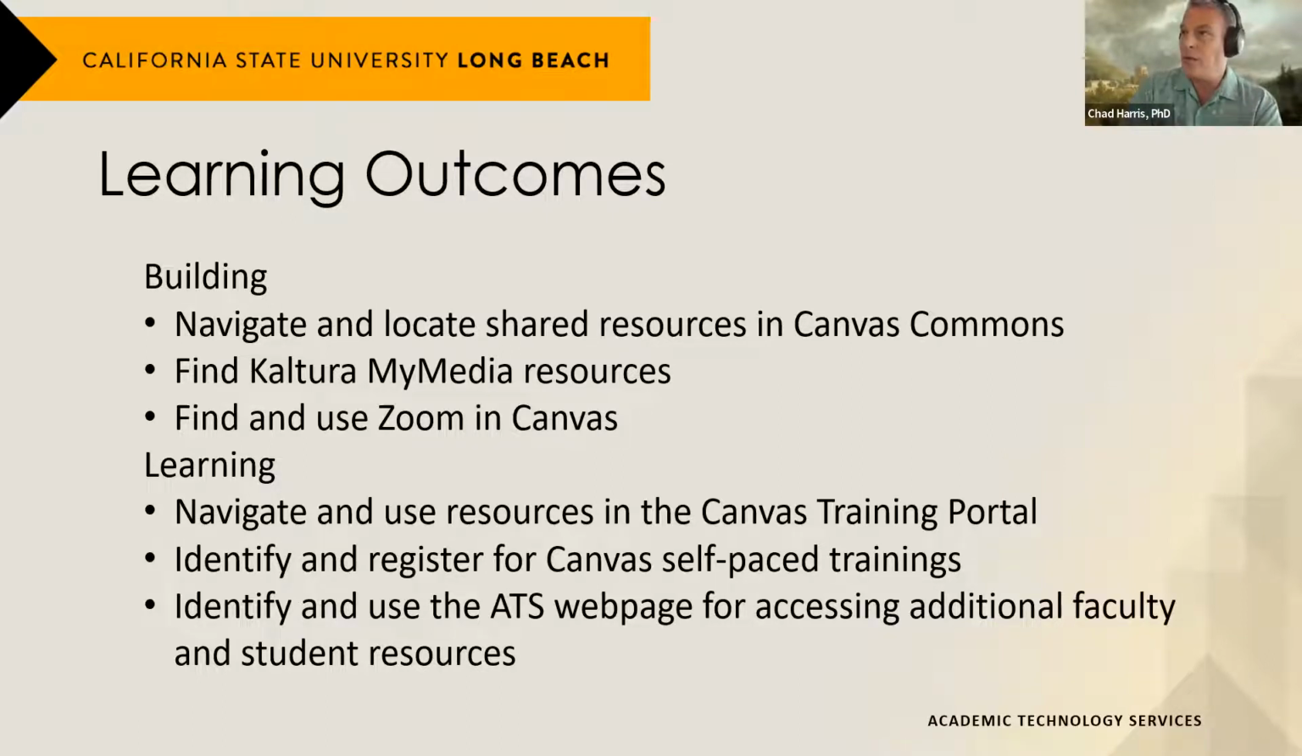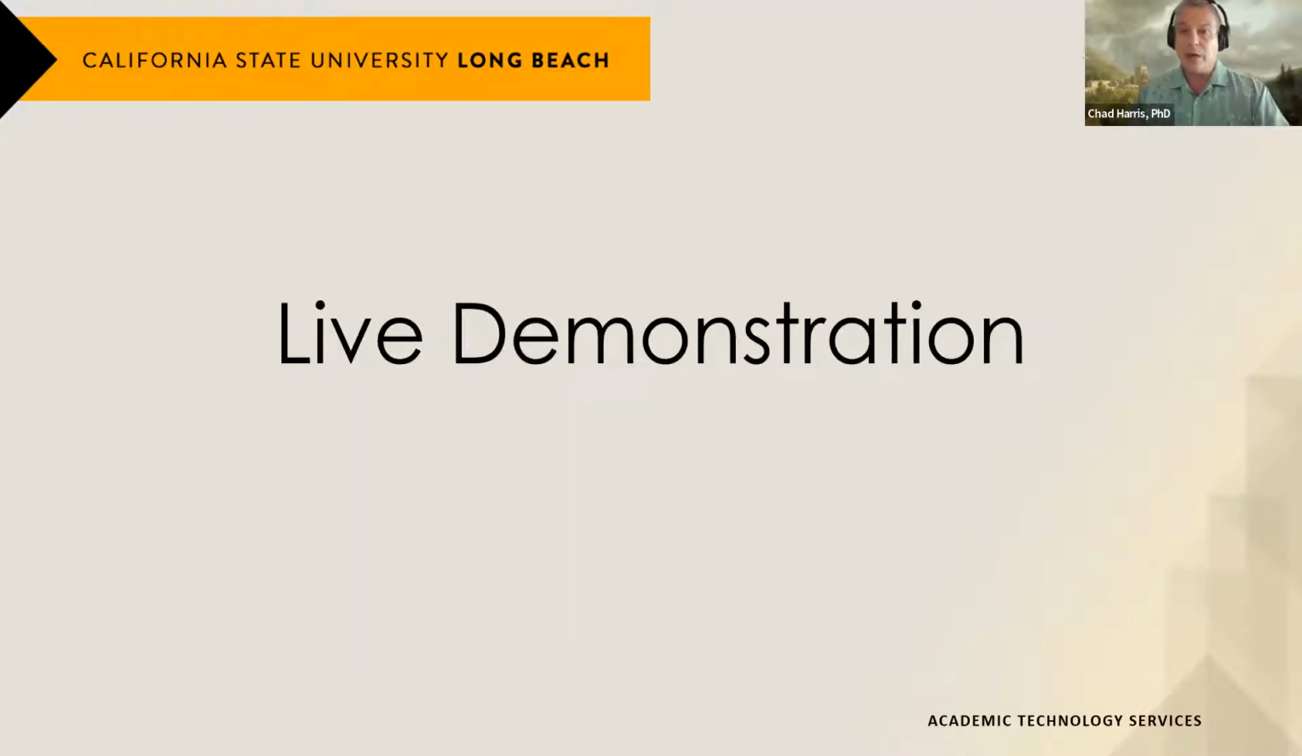These are the learning outcomes for the workshop. Fairly simple. I'm going to show you basic navigating to the Canvas Commons and the global navigation bar, looking at MyMedia resources in your Kaltura media, and the Zoom integration, which is a great resource for Canvas. Then we're going to look at the Canvas training portal. I'll introduce some of the Canvas self-paced trainings, and also navigate through the ATS webpage for all the other resources that we have available for you. So with that being said, I'm just going to jump right into a live demonstration.